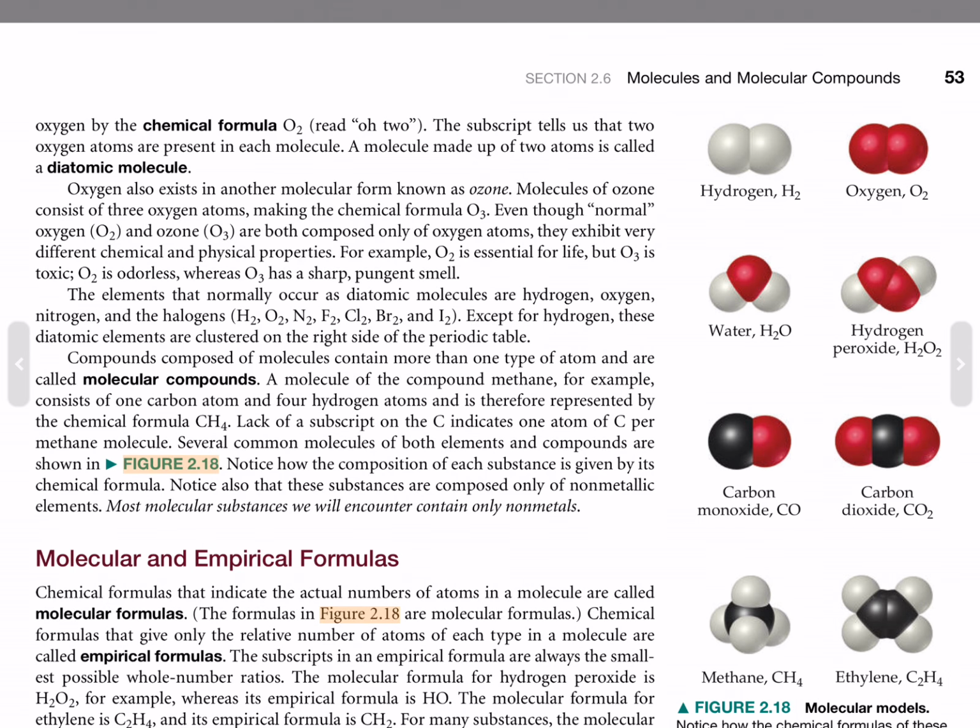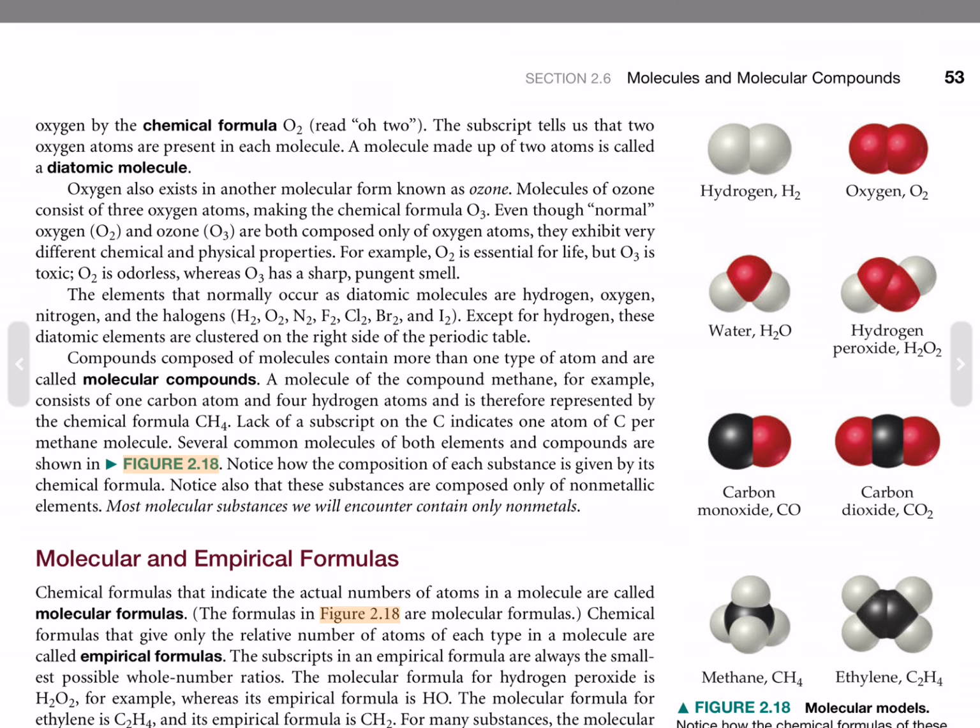The elements that normally occur as diatomic molecules are hydrogen, oxygen, nitrogen, and the halogens, group 7. Except for hydrogen, these diatomic elements are clustered on the right side of the periodic table. Compounds composed of molecules containing more than one type of atom are called molecular compounds. A molecule of the compound methane, for example, consists of one carbon atom and four hydrogen atoms and is therefore represented by the chemical formula CH4. The lack of a subscript on the carbon indicates one atom of carbon per methane molecule.